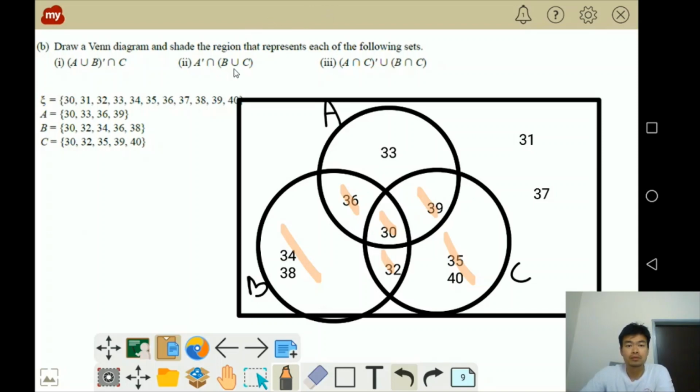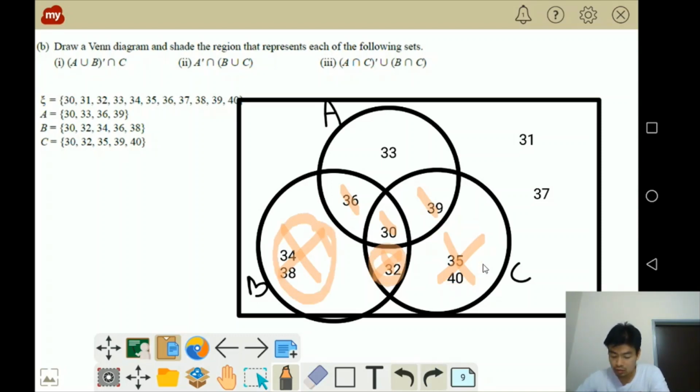B union C. Intersect with A prime. Intersecting with A prime. So what is the meaning of A prime? Outside of A, right? So where is the area of outside of A? Okay, think about this carefully. This is B union C, right? Where I was highlighting. Which part of the orange color is intersecting with A prime, outside of A? Cross it. Okay, I'm going to cross it. This area is outside of A, this is outside of A, and this is outside of A. Therefore, these three areas here are your answer.